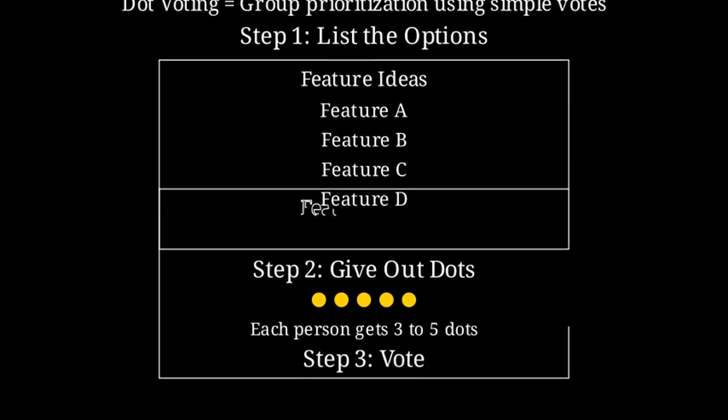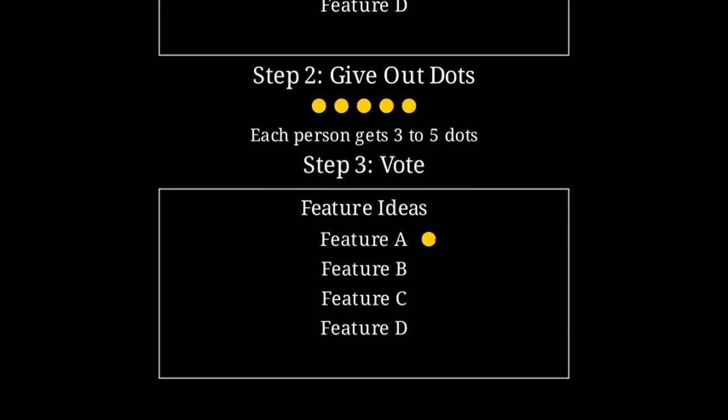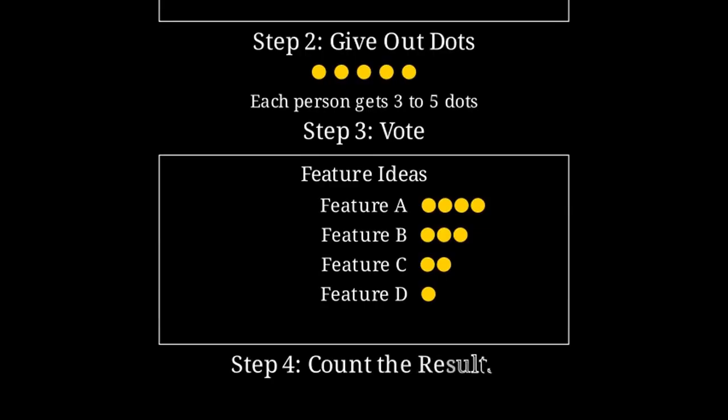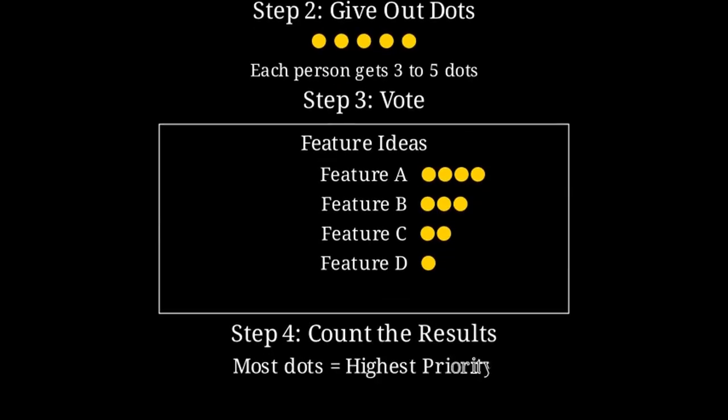Step 3. Vote. People place their dots next to the items they believe are the highest priority. You can stack all dots on one item or spread them out. Step 4. Count the results. The items with the most dots become the highest priority for the team.